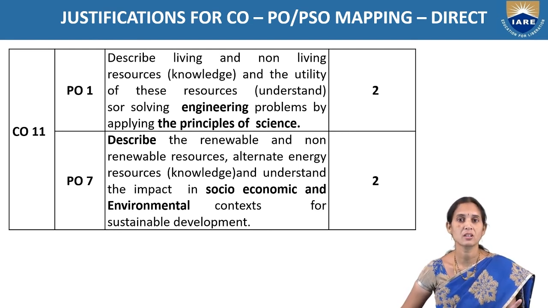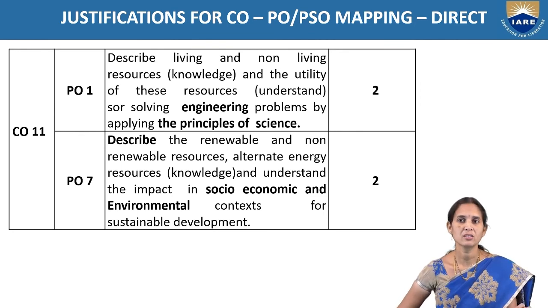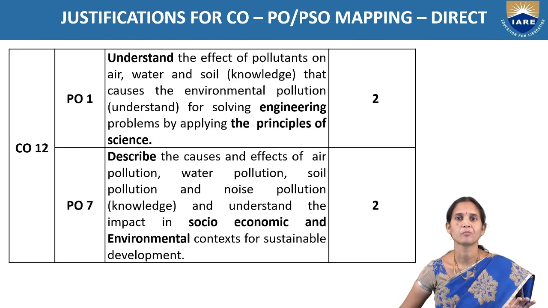What are the advantages? What are the disadvantages? So they understand the impact in socio-economic and environmental context for sustainable development. So here we are mapping CO11 with PO7. We are giving number of vital features 2 here too, because here also no formulas are there, no mathematical expression.